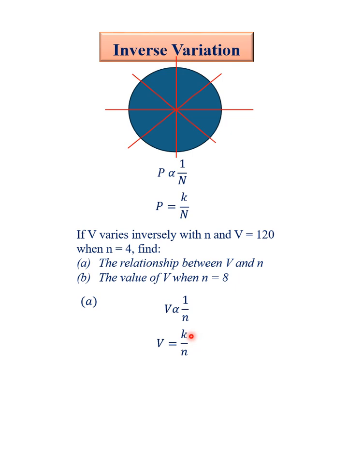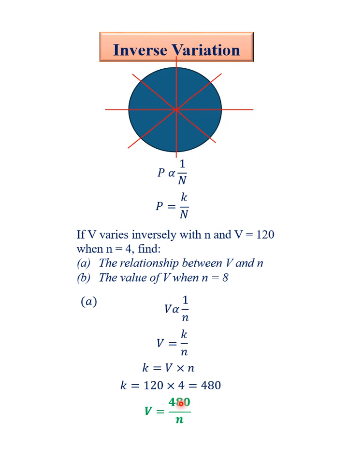If we make k subject of formula, k will be equal to V times n by cross multiplication. We are told that V is 120 and n is 4. So if we put those values here, k will be equal to 120 times 4, and that is 480. So if we put the value of k into this equation here, we have that V is equal to 480 all over n. And this is the relationship between V and n, where 480 is constant.